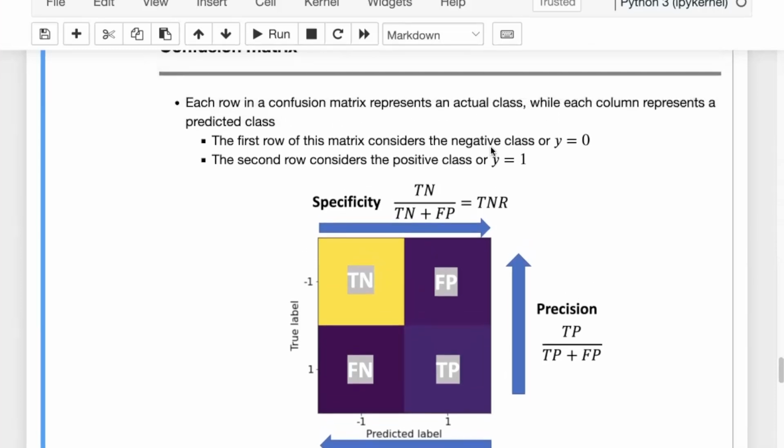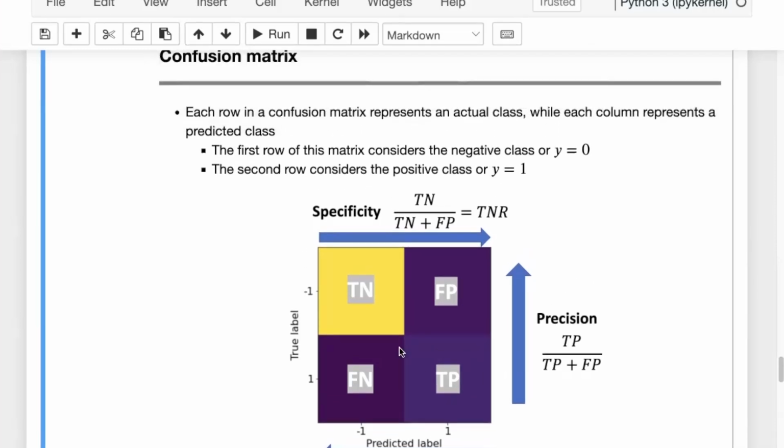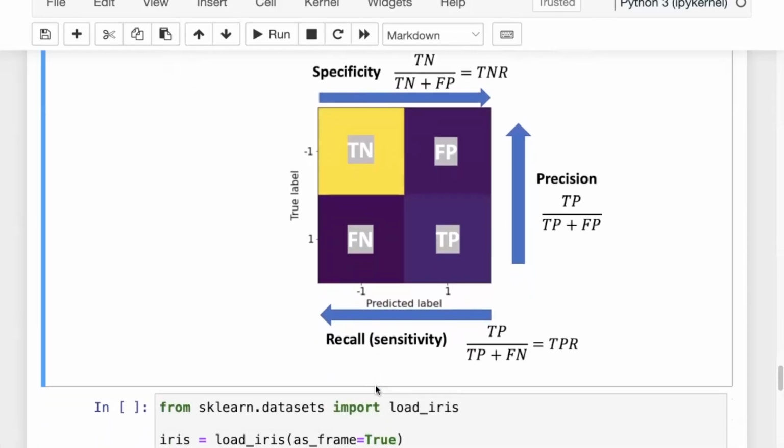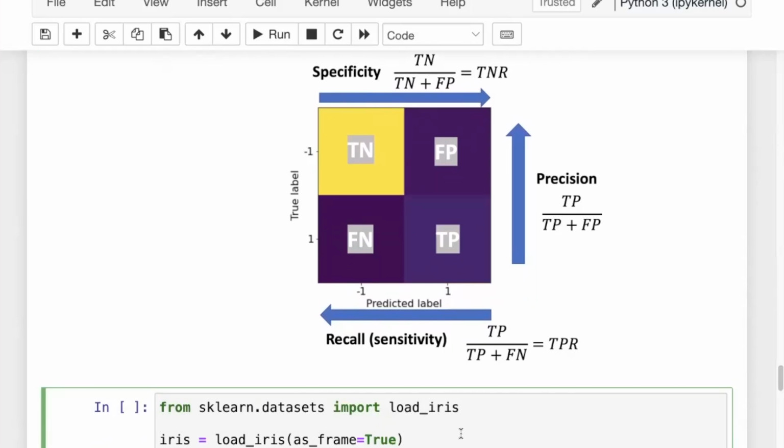I would definitely recommend you to have this picture in mind, because that really is going to be helpful to figure out what precision, recall, and other metrics are. But let's see how this works when we are using scikit-learn. In this case, we're going to use the iris flower data set that we have used before.